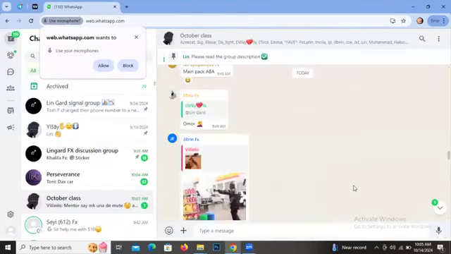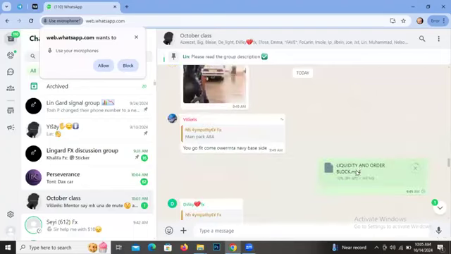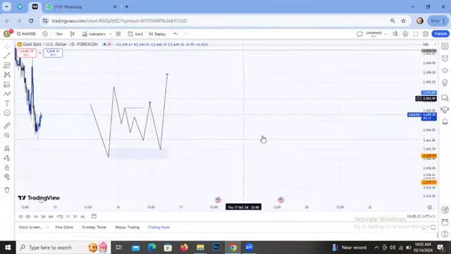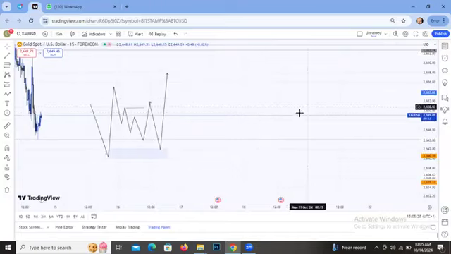See for here. The order block, liquidity and order block. So this one I'm trying to explain now is order block with breaker block. The two patterns also.